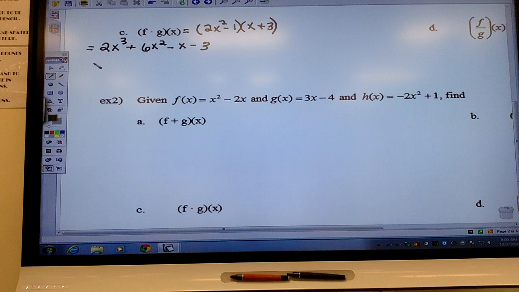So now let's combine what we can. And remember, order is important, so that'll be 2x cubed plus 6x squared minus x minus 3. And it is actually in order because we don't have any like terms. Once again, no restriction on the domain, so the domain is from negative to positive infinity.